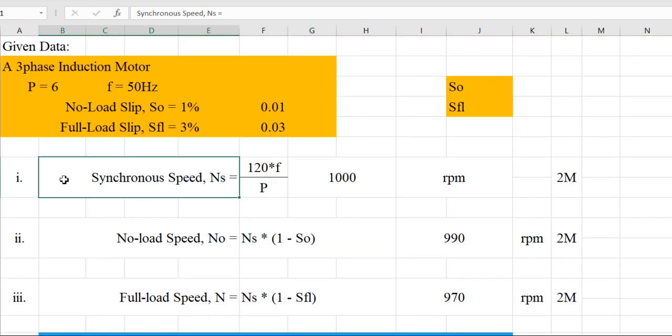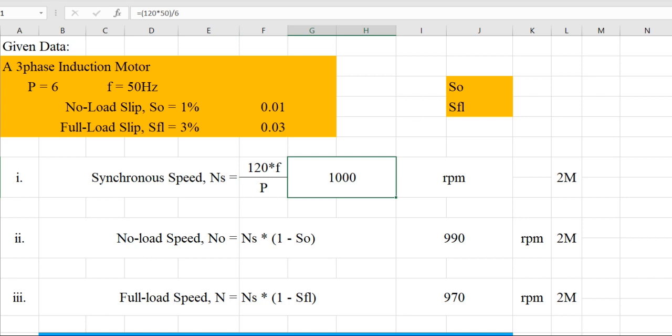First, the synchronous speed, that is Ns is equal to 120f divided by P. What is the value of frequency? The frequency is 50 Hz, the number of poles is 6. Once you do the evaluation, you will get the synchronous speed, that is 1000 rpm.